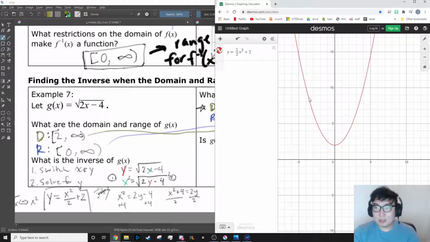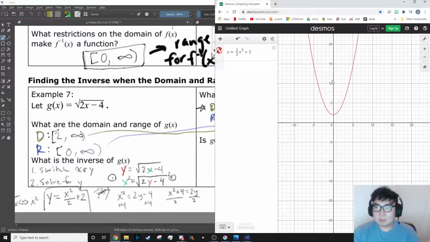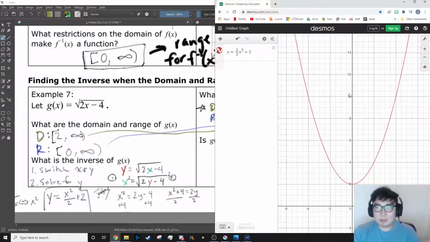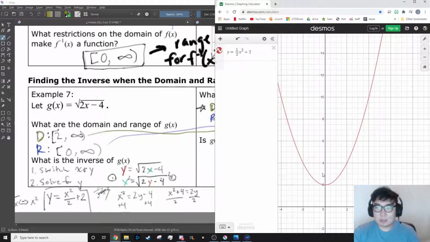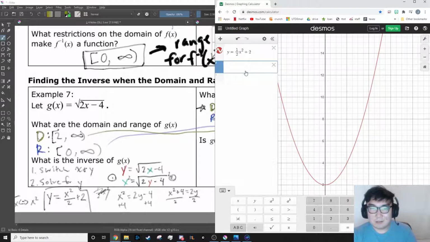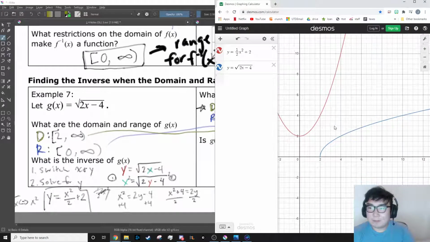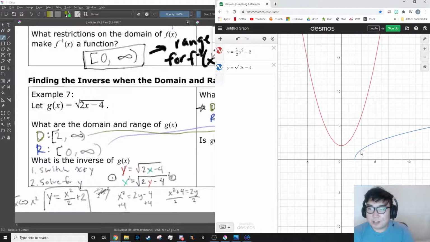So the domain doesn't seem like it's all real, or it's limited. It just seems like it's all real numbers, and this is why this is the problem, because wasn't our original graph square root of 2x minus 4? Wasn't our regular graph just half of this, really?